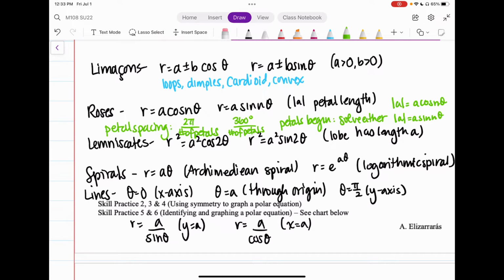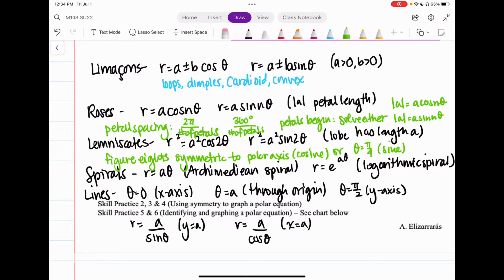Lemniscates have the equation either r squared equals a squared cosine 2 theta or r squared equals a squared sine 2 theta, where the lobe has a length of a. And these are figure eights that are symmetric to the polar axis if it's a cosine, or symmetric to the line theta equals pi over 4 if it's sine. We then have spirals. The first spiral has the equation r equals a theta, which is an Archimedean spiral, or r equals e to the a theta, which is a logarithmic spiral. So they start in the origin and they just expand out.